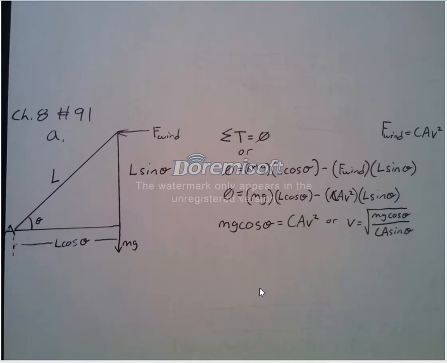Alright, so if we apply the equilibrium condition where the sum of torques equals 0, we get 0 equals mg L cosine theta minus F_wind L sine theta, and we'll substitute CAv squared for F_wind. We can rearrange our equation. We'll get mg cosine theta over CA, and we're solving for v, because we need to know the airspeed which this blowfly can withstand. So yeah, it's v squared, so we'd have to square root this entire thing right here.